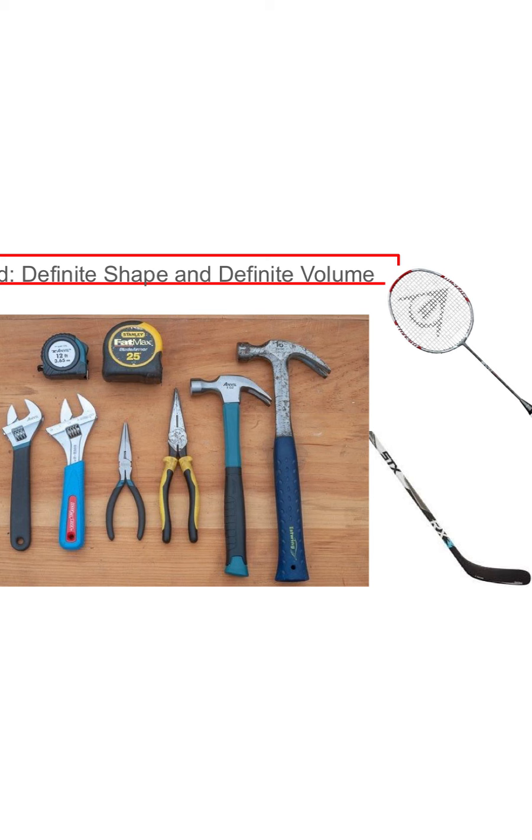Same with a screwdriver or a hammer or even a measuring tape. You should have that shape and that volume be roughly the same when you extend it out. Okay? So once again, solid has definite shape, that means the shape does not change, and definite volume. Once again, what definite means is not changing.